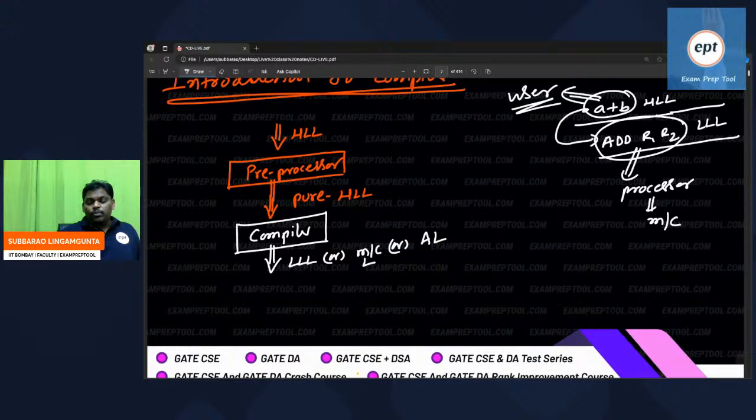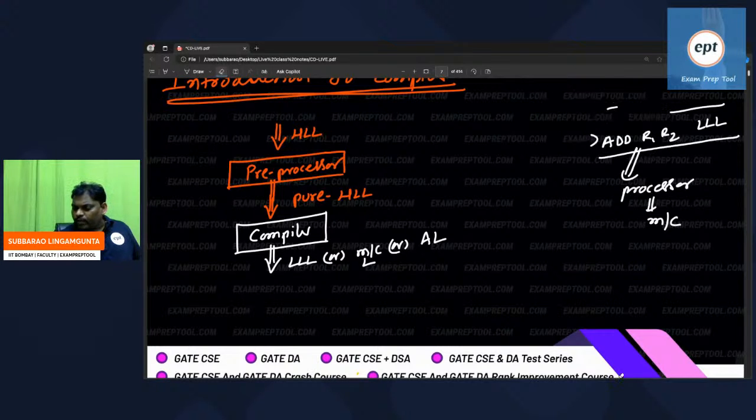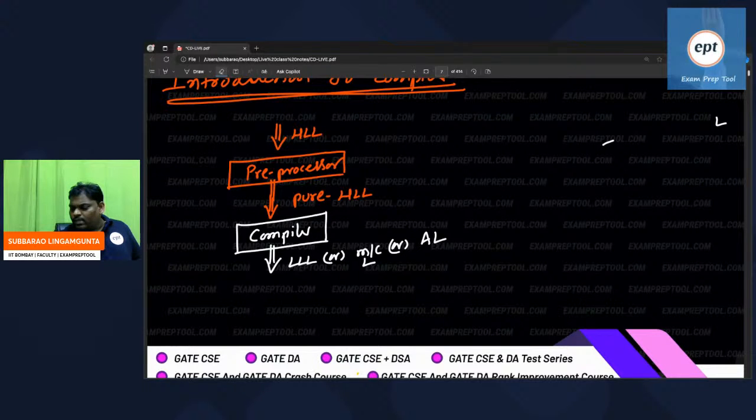Compiler output is going to be low level language. Another name is machine language, and another one is assembly language. Low level language, machine language, and assembly language, all three are correct. Perfect, everyone got what is happening here.